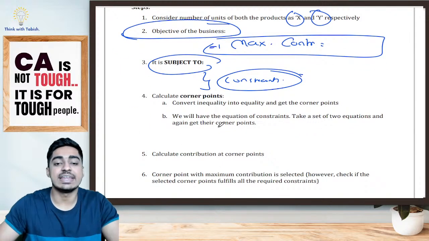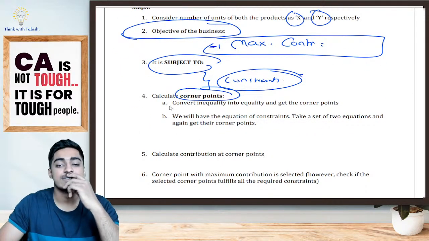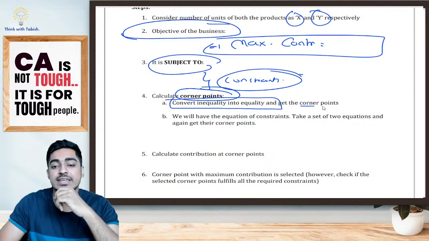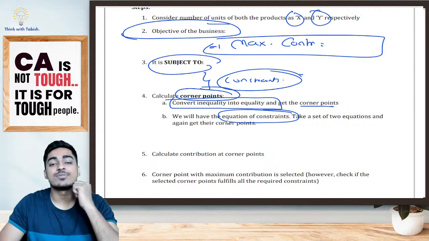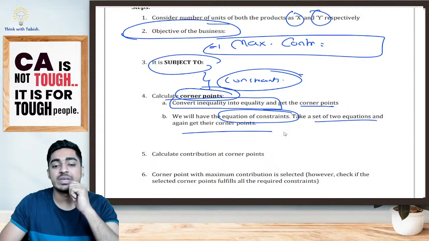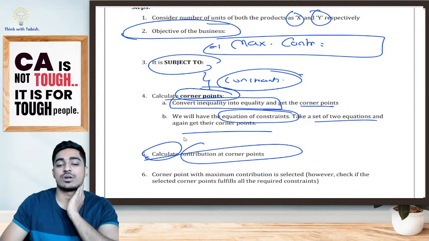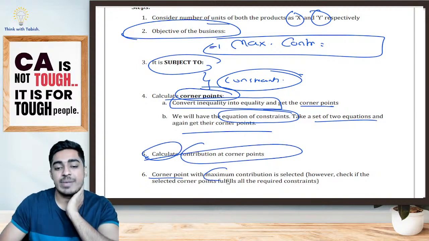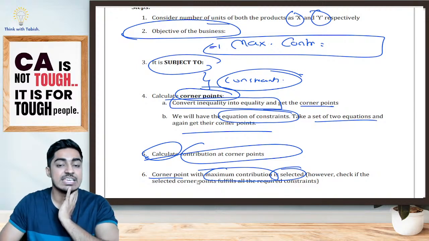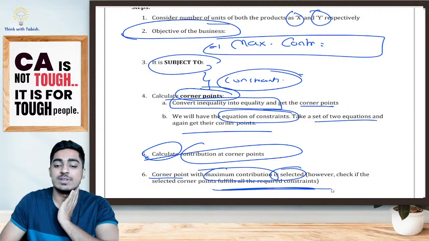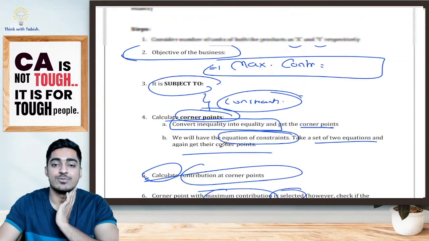Next, we need to calculate the corner points. How do we calculate corner points? Two ways. First, convert inequality into equality, get the corner points. Second, take a set of two equations, solve them, get the corner point. Like this, we get the corner points. Calculate contribution at corner points. The corner point with the maximum contribution is selected. However, we need to see that the selected corner point fulfills other conditions as well. One thing we need to keep in mind. This is how we solve this.